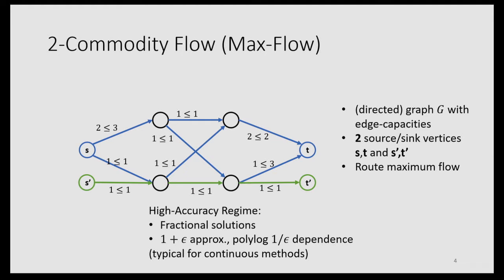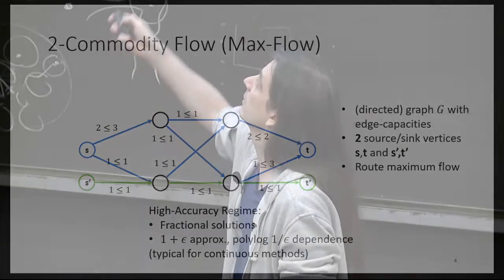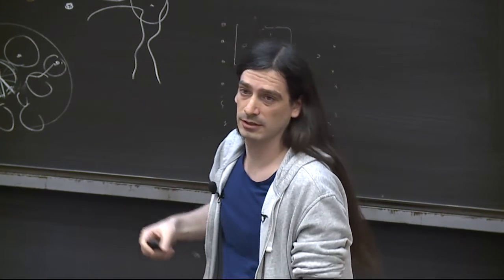Next, I allow for approximate solutions, some kind of 1 plus epsilon error. And here I want so-called high accuracy algorithms, which means that the complexity is supposed to scale in log 1 over epsilon. So I don't want to have some kind of polynomial dependency, something like 1 over epsilon squared. That would be bad. Instead, I want to have something like log 1 over epsilon.